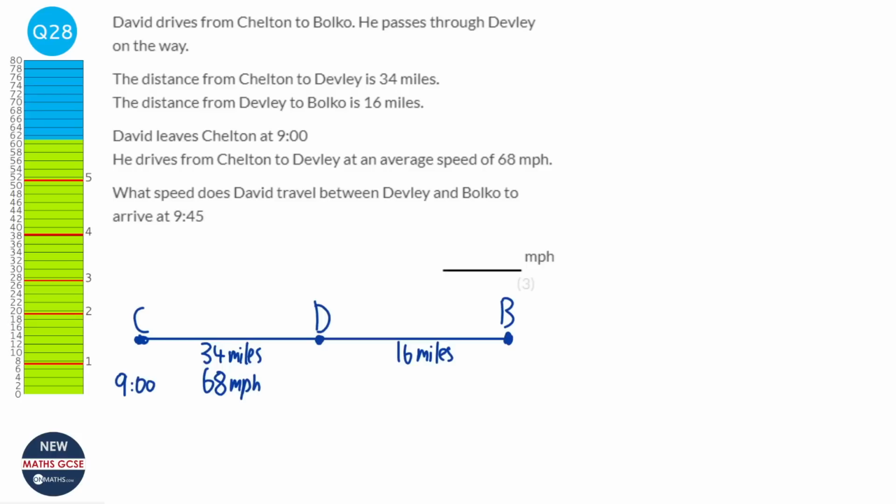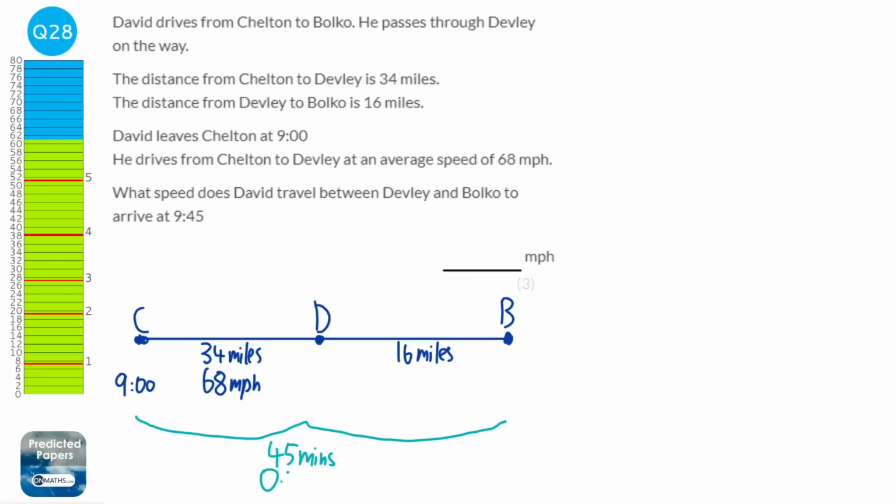So the whole duration of this, the whole thing needs to be 45 minutes or 0.75 hours. And the entire distance is 34 plus 16, so that would be 50 miles. Okay, now having a look at this, we need to find out what time David was at Devley.